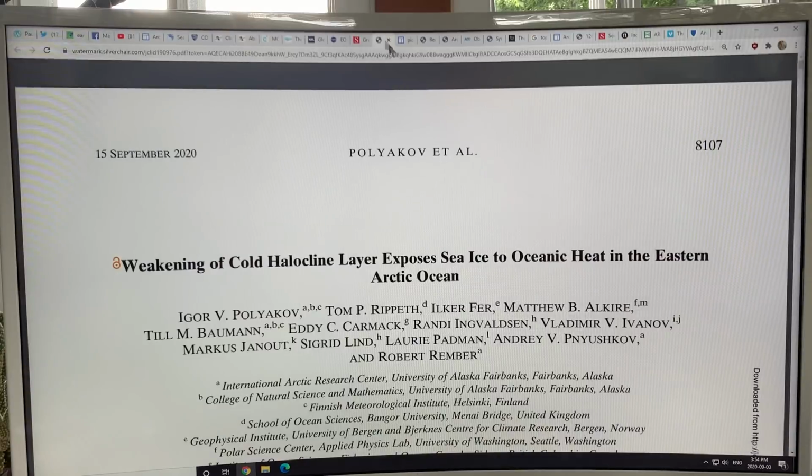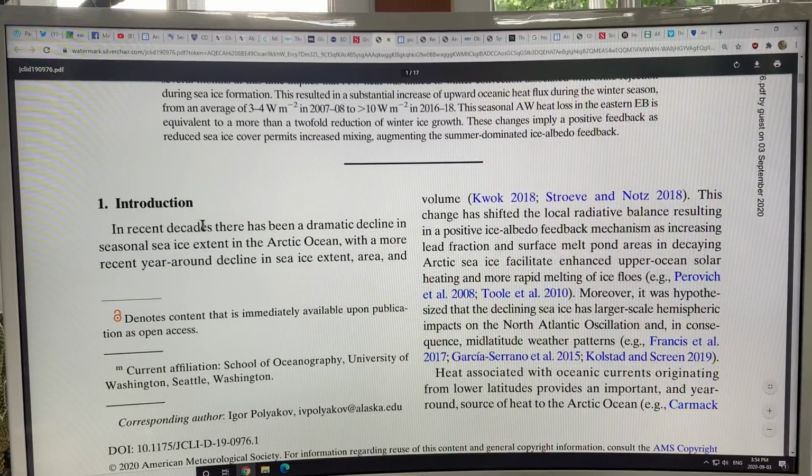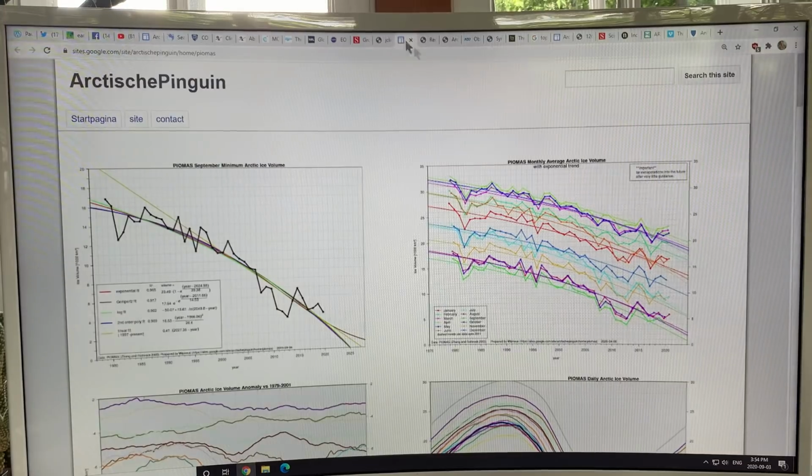One thing that they did say in this paper is that in recent decades there's been a dramatic decline in seasonal sea ice extent in the Arctic Ocean, with a more recent year-round decline in sea ice extent, area and volume. I disagreed with that, because look at the loss of sea ice, at least in volume, it is in all seasons, year-round, less and less ice. And we know now in the winter, and at the end of winter, it's the warmer water down below, heat coming up, that's causing the significant drop in the ice in the winter months.